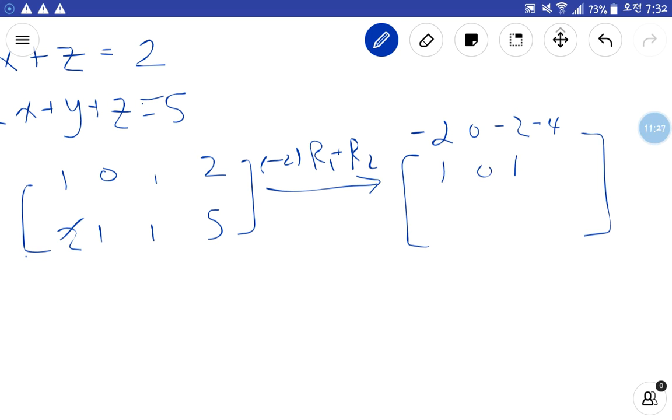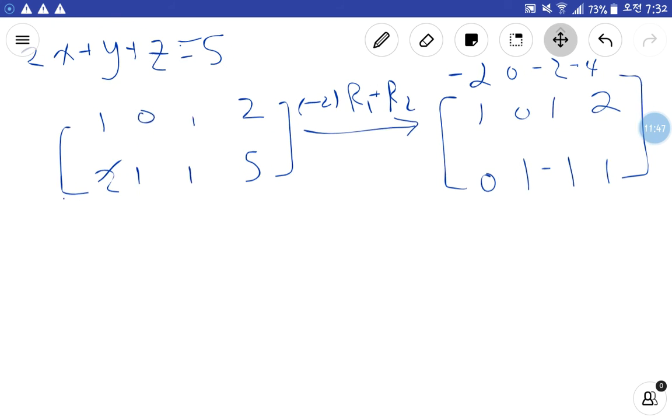Now I'm going to add them up. 1, 0, 1, 2, nothing changed. Negative 2 plus 0 cancels. 1 plus 0, 1. 1 plus negative 2 becomes negative 1. 5 plus negative 4 becomes 1. So, that will be my echelon form. So I'm going to change that into the system format.